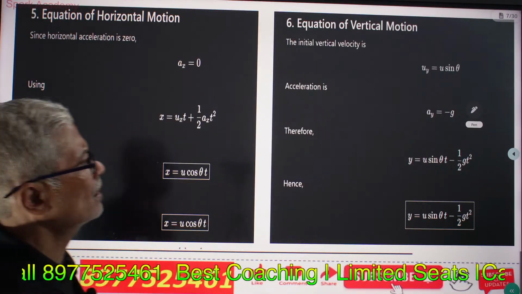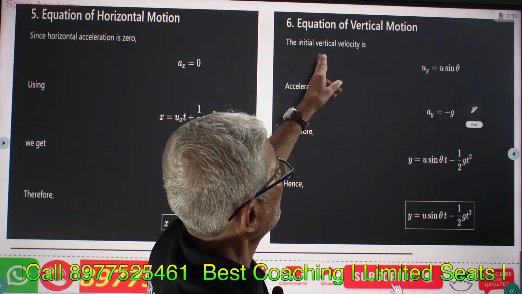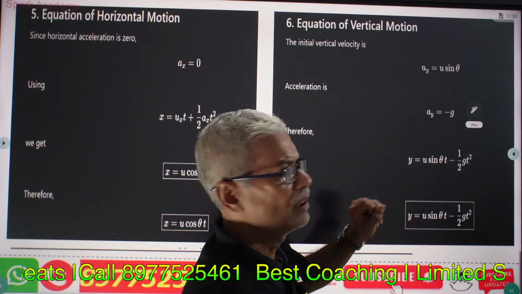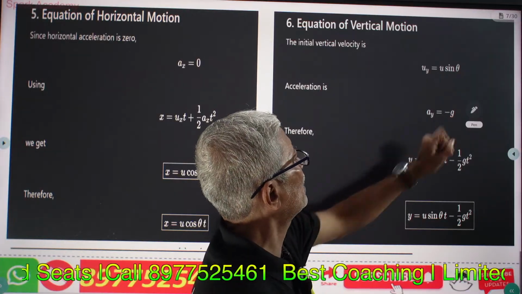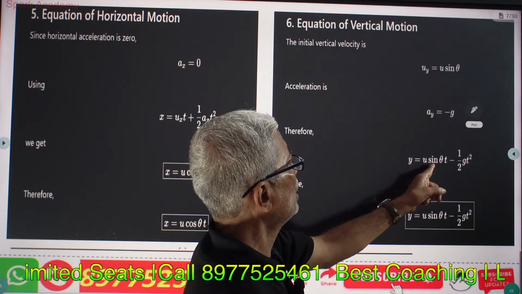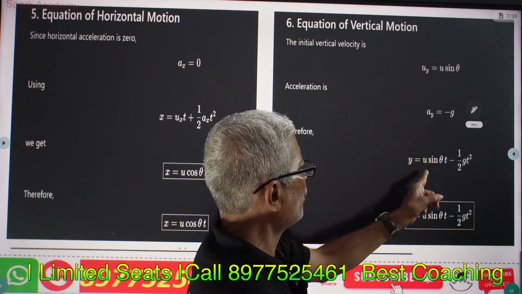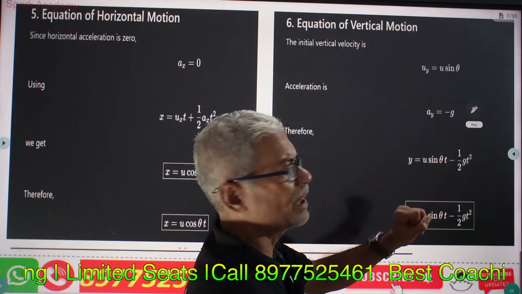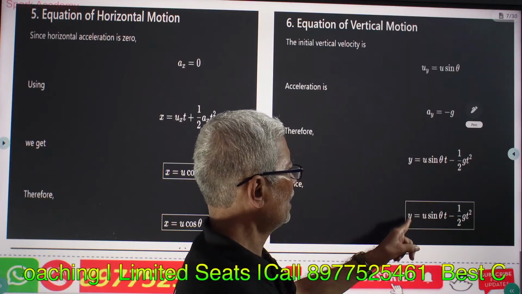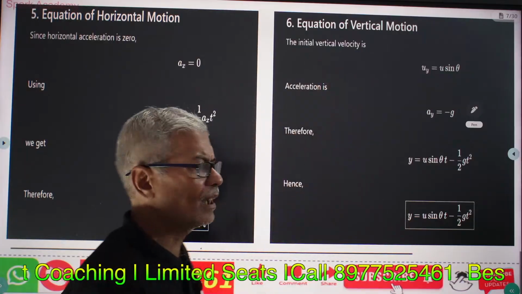But what is the vertical distance travelled? For vertical, uy is equal to u sin theta, ay is equal to minus g. So y will be equal to ut, in upward direction it is u sin theta into t minus half gt square. So this is the equation in the vertical motion.